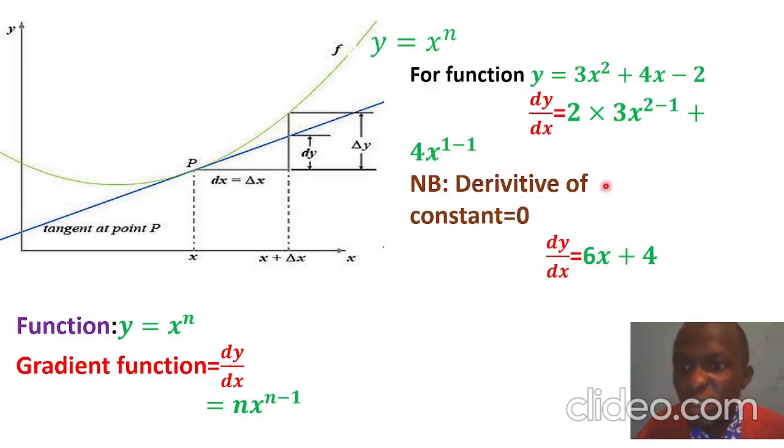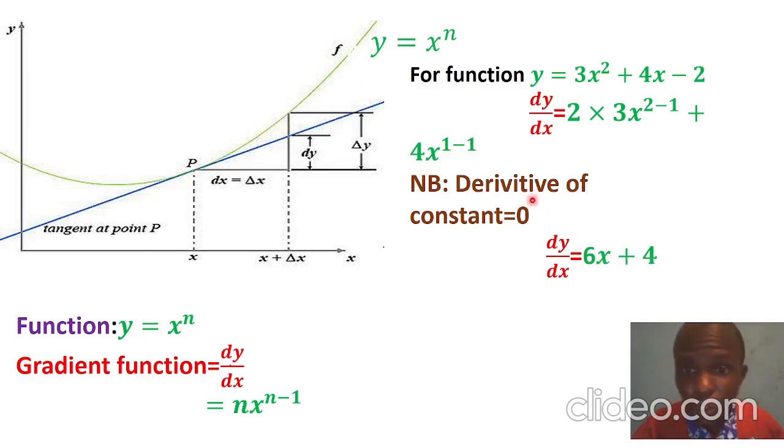Why 6x plus 4? 3 times 2 is 6. 1 minus 1 is 0. You need to note any number raised to 0 is equal to 1. So 4 times 1 is 4. Consider this the final answer.